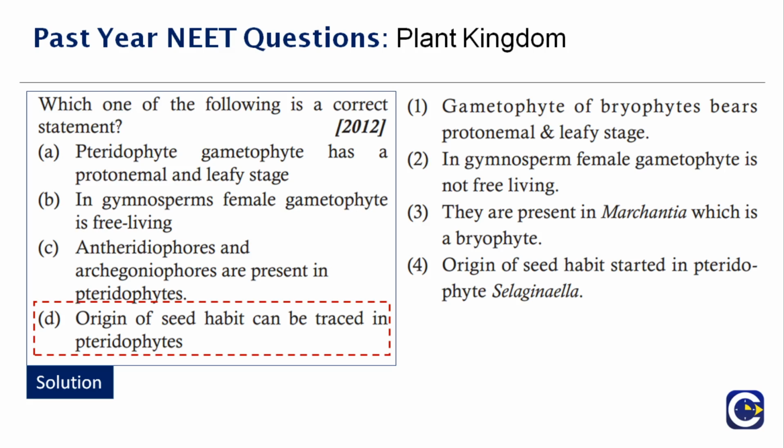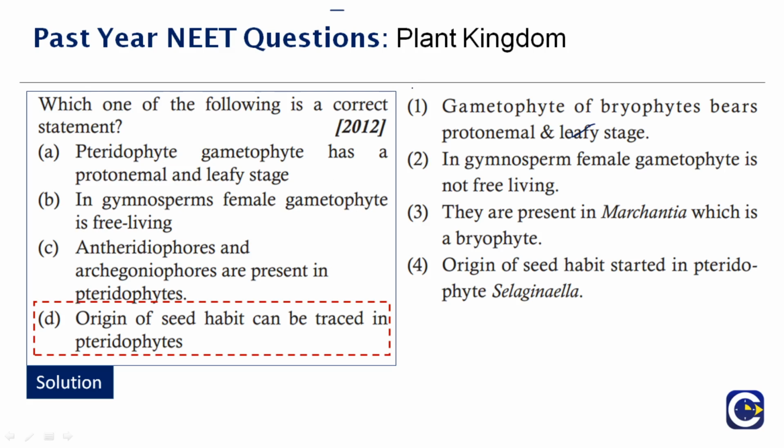Antheridiophores and archegoniophores are of course present in organisms, but that is not seen in pteridophytes; it is seen in bryophytes. Now you understand the difference here. Look at the first statement here: the pteridophyte gametophyte has a protonemal and leafy stage. No, here the gametophyte of bryophytes has a leafy stage. It's free living, it's not free living. So that's what they mentioned, the correct statement here.